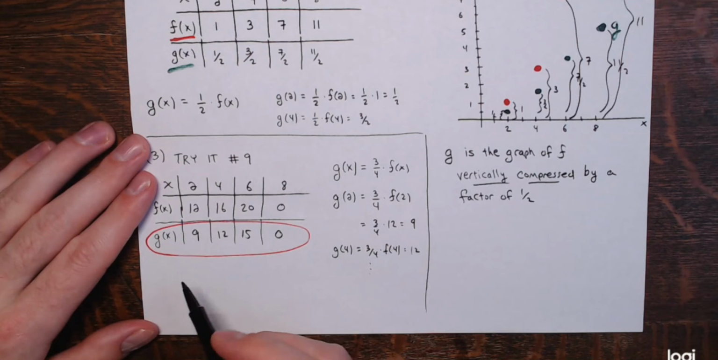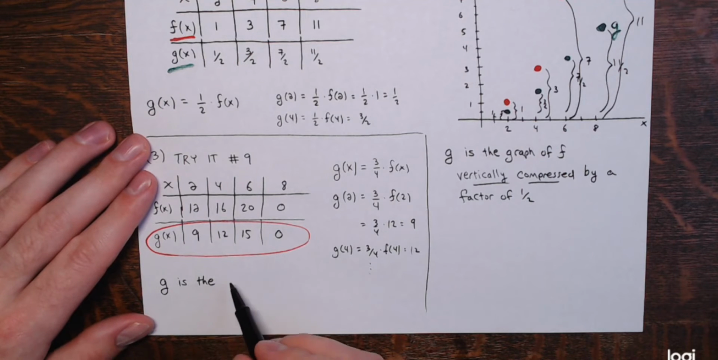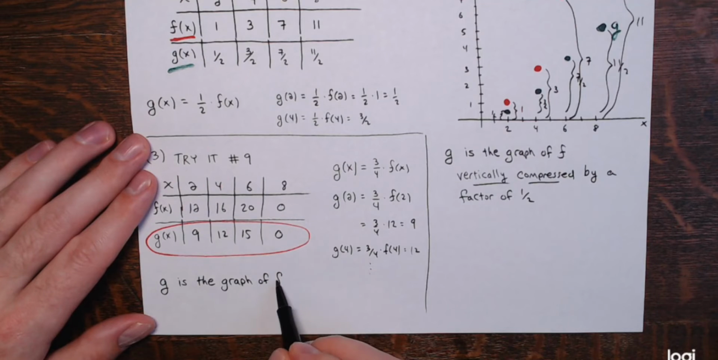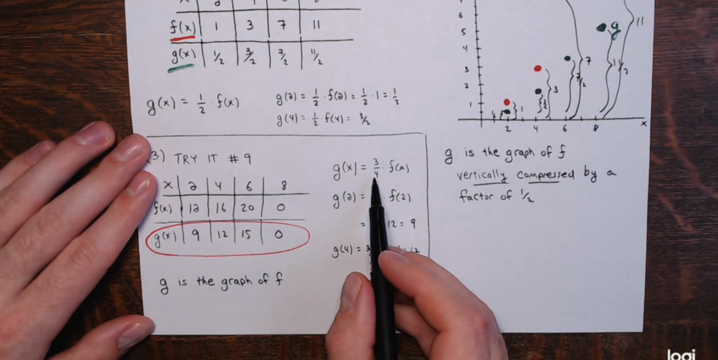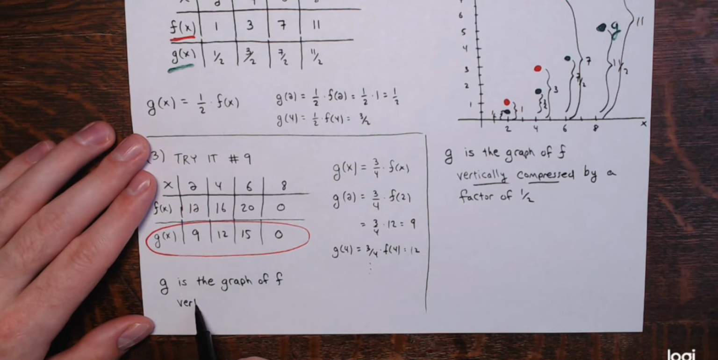And again, we could say that G is the graph of F vertically compressed, because it's a number less than 1 that we're multiplying by, or between 0 and 1, vertically compressed by a factor of 3/4.